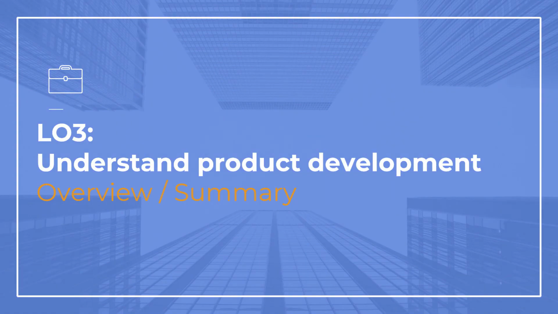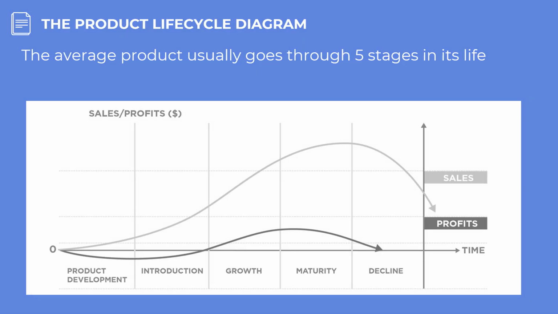This video is a summary for learning outcome 3, and that is to understand product development. So we need to know what kind of things you need to consider when creating your own product. All products follow the product life cycle, and the average product usually goes through all 5 stages in its life. Some products manage to stay in one particular stage for a very, very long time. And these are the most successful products and the most successful businesses.